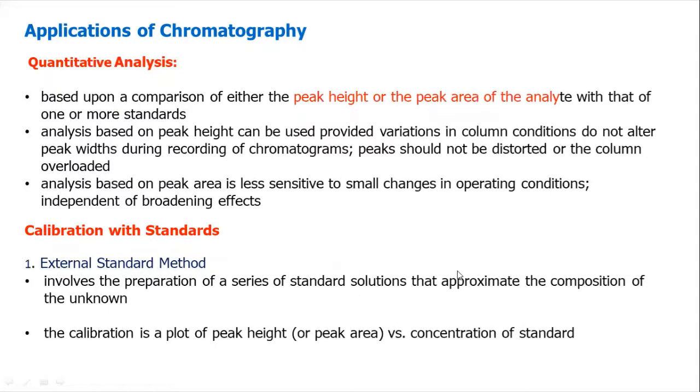For quantitative analysis application of chromatography, it is based upon a comparison of either the peak height or the peak area of the analyte with that of one or more standards. So we need a standard. Analysis based on peak height can be used provided variations in column conditions do not alter peak widths during recording of chromatograms. Peaks should not be distorted or the column overloaded. So analysis based on peak area is less sensitive to small changes in operating conditions. It is independent of broadening effects.